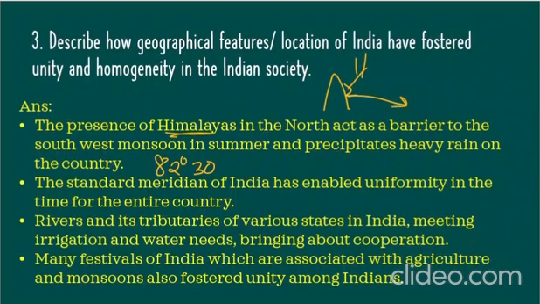Next, rivers and tributaries. We have so many rivers: Ganga, Krishna, Godavari, Kaveri. We have so many rivers, and also tributaries and distributaries. Many states in India meet irrigation and water needs, bringing about cooperation for agriculture. Correct. For agriculture, we use the water of all the rivers with their tributaries and distributaries for our irrigation purposes also. So again, that becomes a unity.